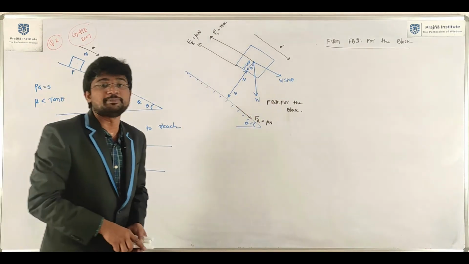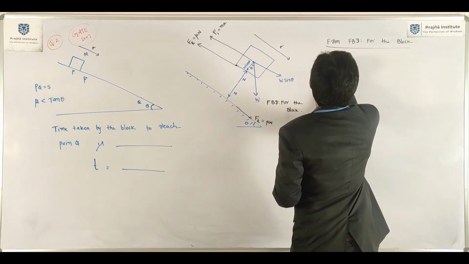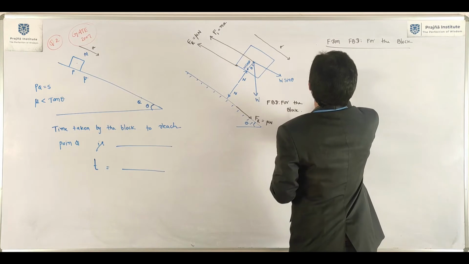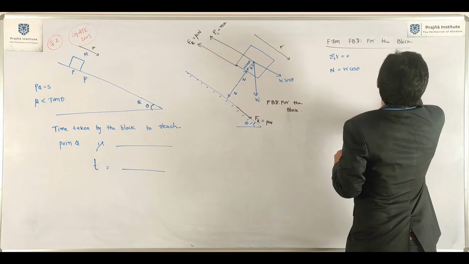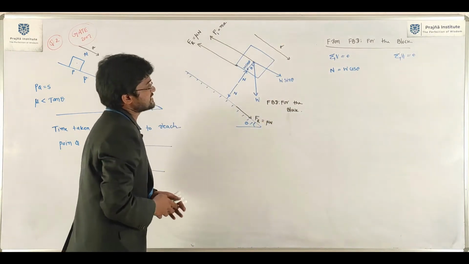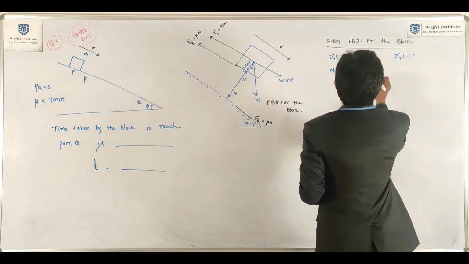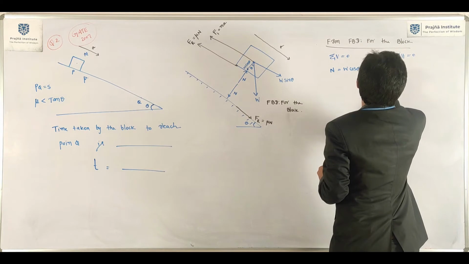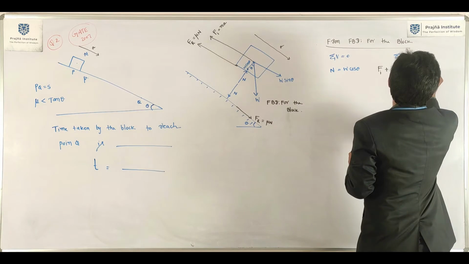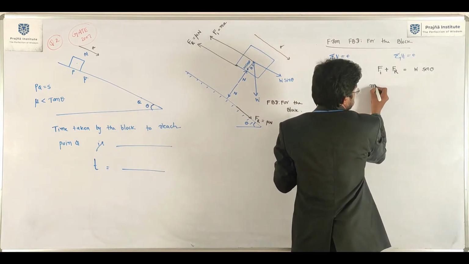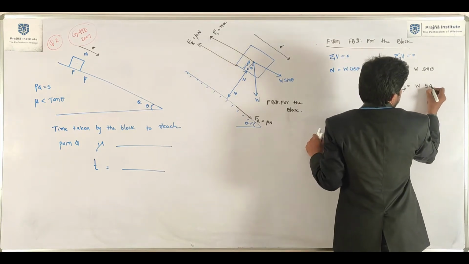Now, apply equilibrium equations. One is sigma V equals 0. That is why N equals W cos theta. Now, sigma H equals 0. In that case, sum of the left forces equals sum of the right forces. That means inertia force plus frictional resistance equals W sin theta. Inertia force is mass into acceleration, plus mu into N, equals W sin theta.